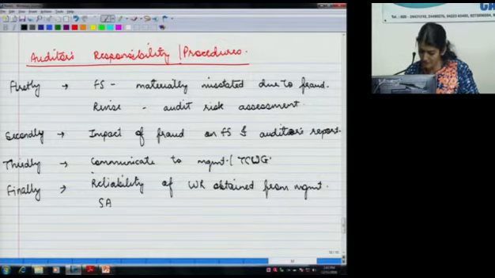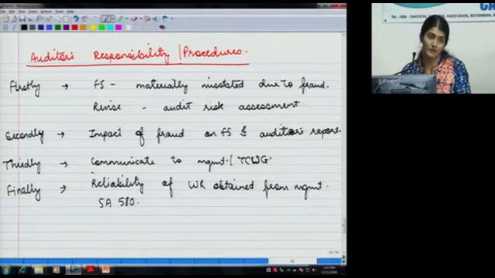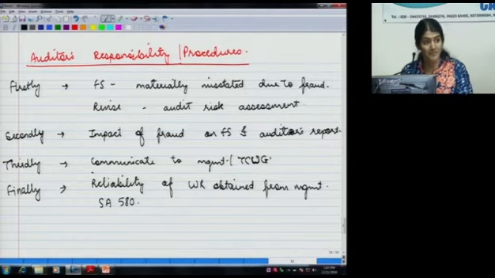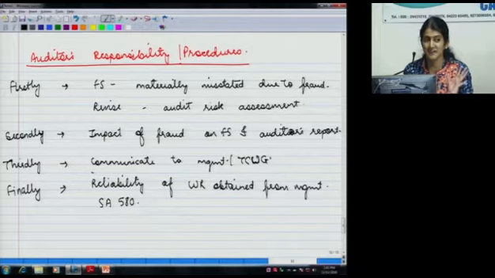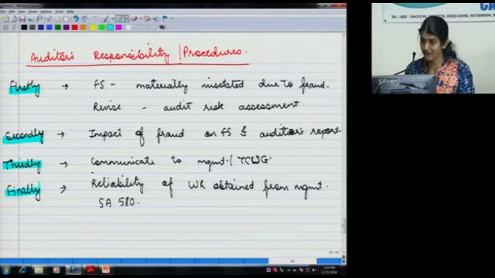SA 580. You understand? What does 580 say? Take a representation from the management. So say we thought we'll take it from the CEO. But in 240, what we found out is that the CEO has only done the fraud. So obviously we will doubt the reliability of written representations when we have doubts regarding the integrity of the management. So firstly, secondly, thirdly, and then finally.